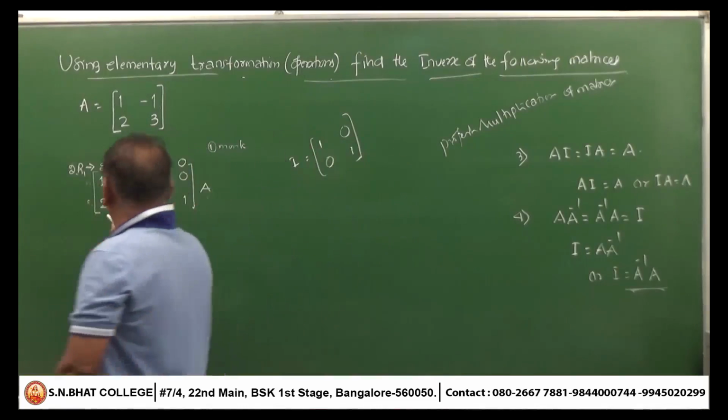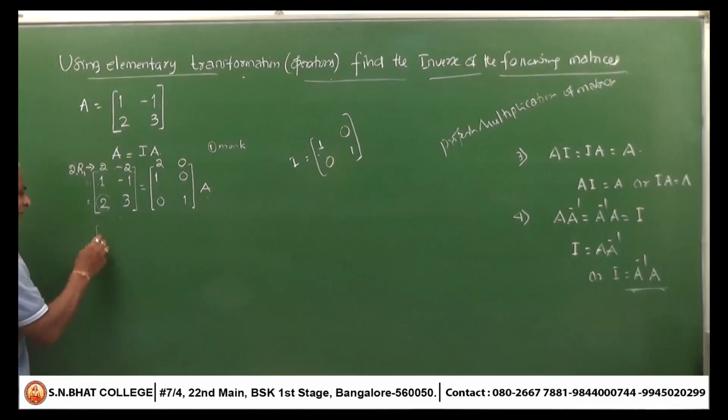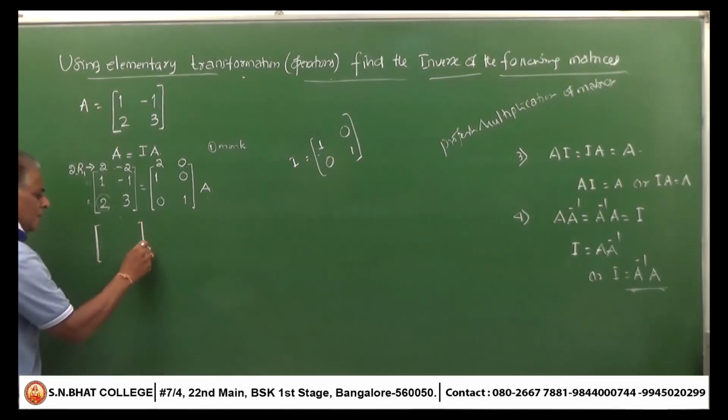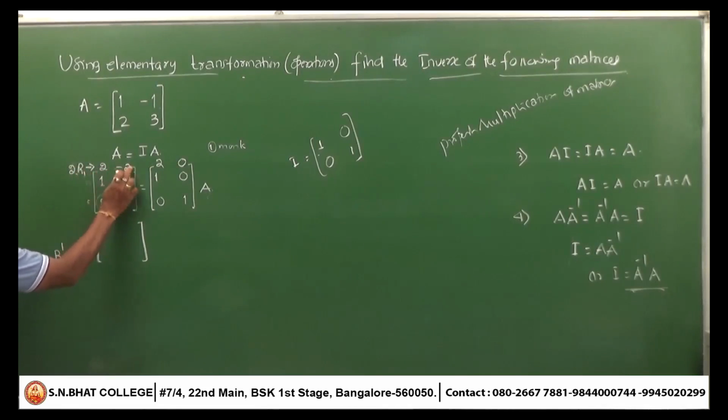Now I have to make this element to be 0. Already 1 is there. On the left hand side you should write the operation. R2 dash represents the next step's new second row. Dash represents new row. R2 dash is R2 minus 2R1. 2R1 is this one.